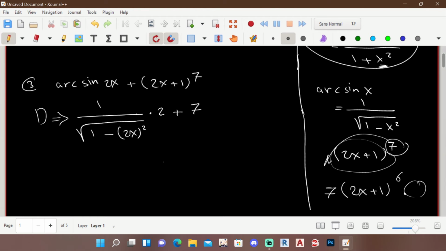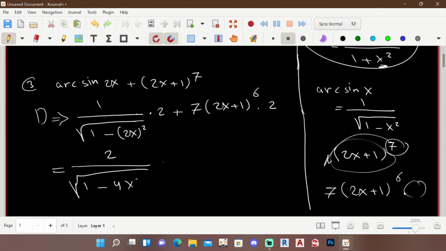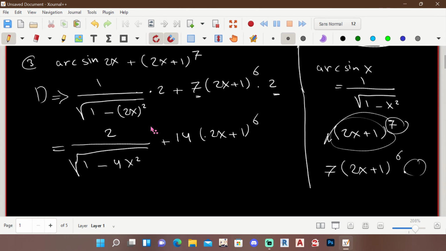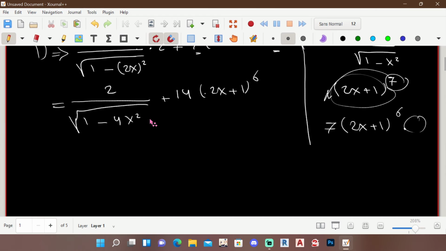Let's continue. So it's 7 times (2x plus 1) to the 6th power, multiplied by 2, which is equal to... I'm going to write 2 here because you just multiplied. So 1 minus, and the square root of 2 is 4, and x squared plus 7. Sorry, we've got here 7 and we've got here 2, and it's multiplied, so it's 14. So it's 14 times (2x plus 1) to the 6th power, and that is the answer.